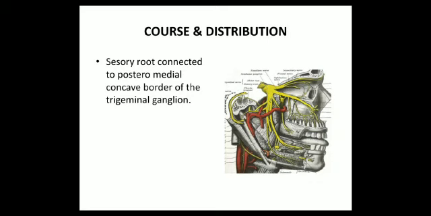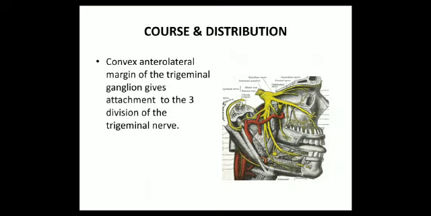The sensory root is connected to the posteromedial concave border of the trigeminal ganglion, and the convex anterolateral margin of the trigeminal ganglion gives attachment to the three divisions of the trigeminal nerve. Those are the ophthalmic branch, the maxillary branch and the mandibular branch.